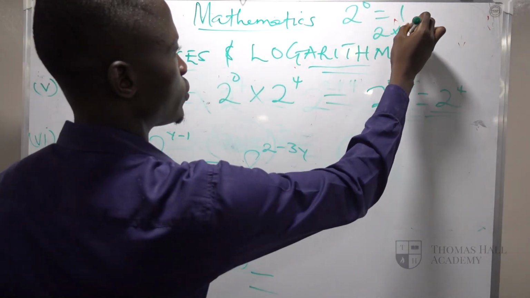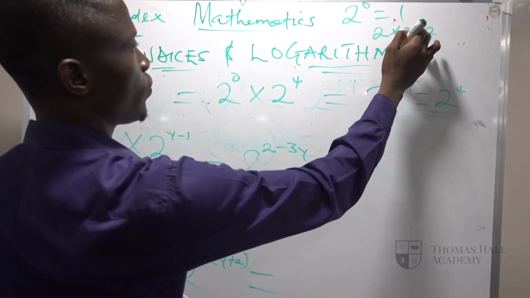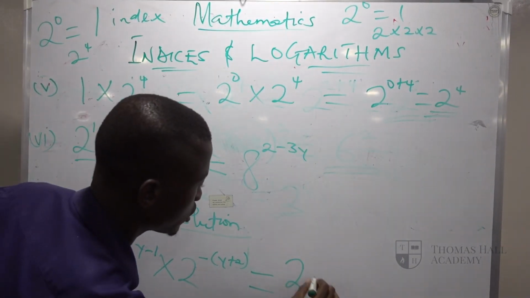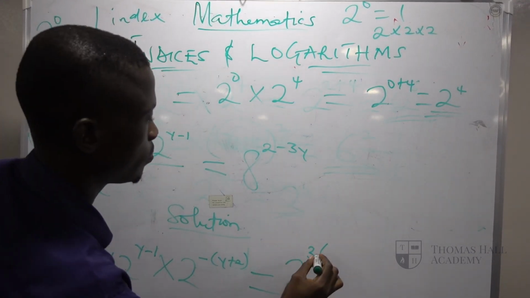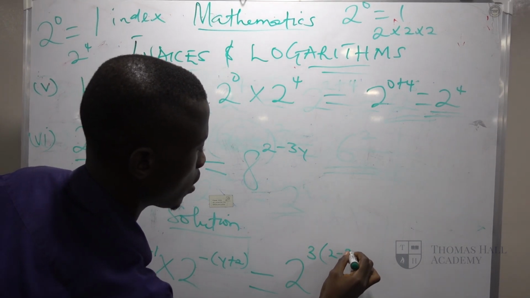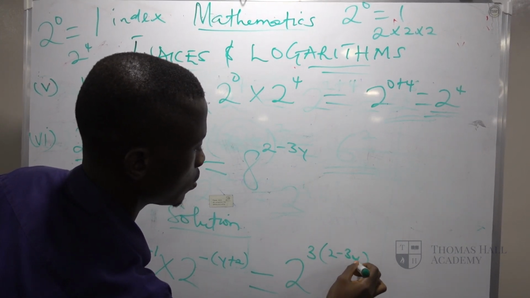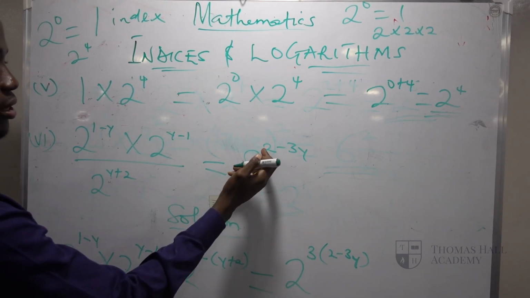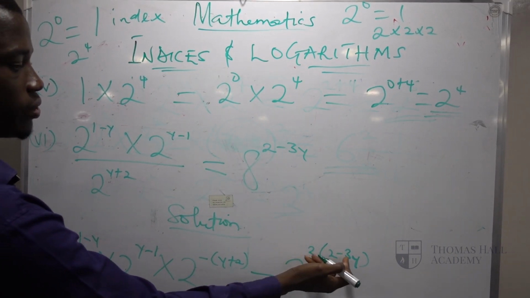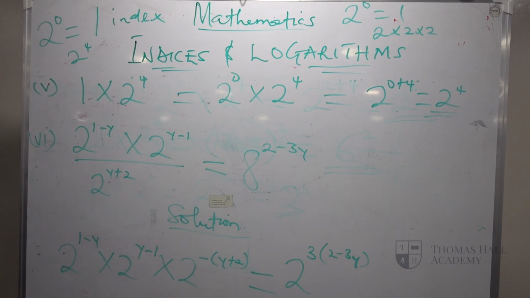8 can be written as 2 times 2 times 2. 2 times 2 is 4, times 2 is 8. So 8 can be written as 2 raised to the power 3. Let's now put the original power there. 8 is written as 2 raised to the power 3. This is the original power: 2 minus 3y. Now, how do we solve this?